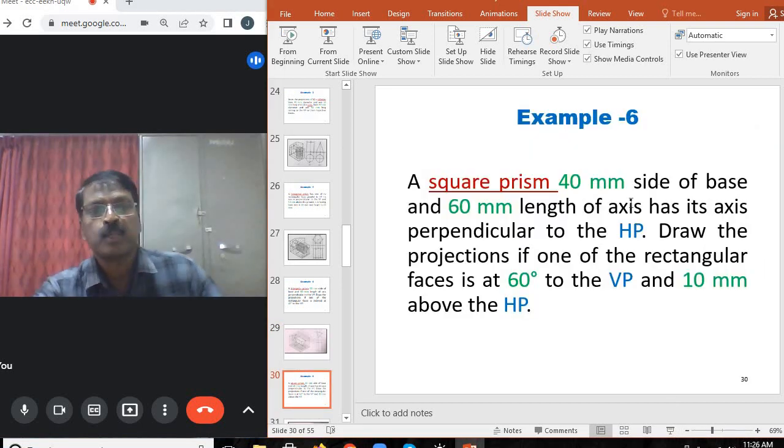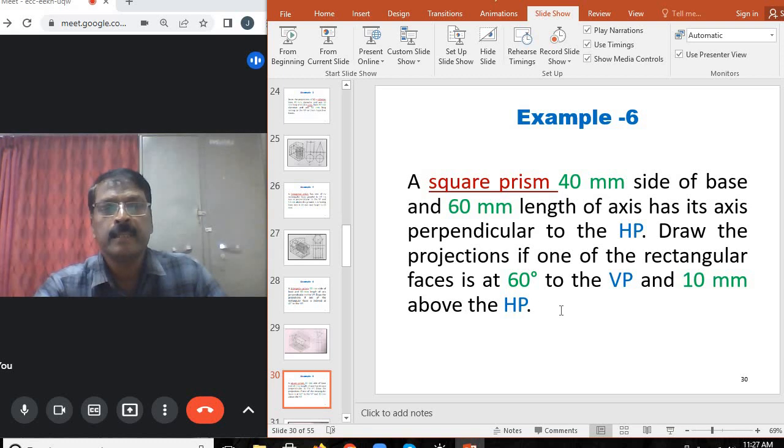Another example: a square prism, 40 mm side of base and 60 mm length of axis, has its axis perpendicular to the HP. Draw the projections if one of the rectangular faces is at 60 degrees to the VP and 10 mm above the HP.